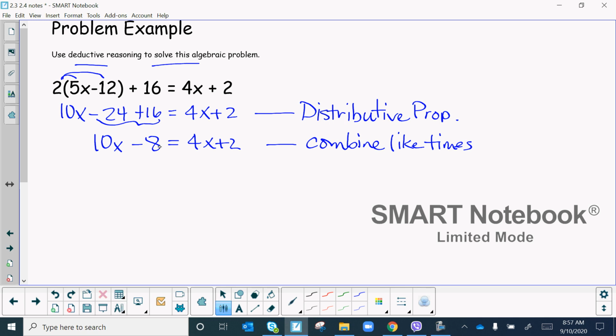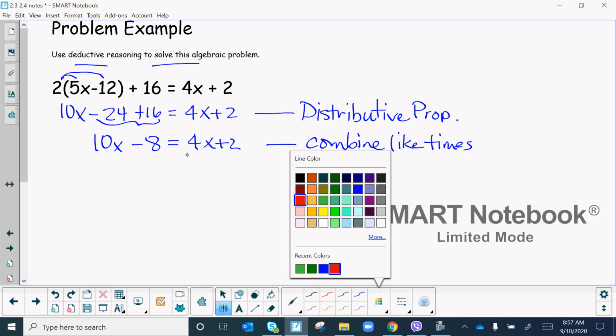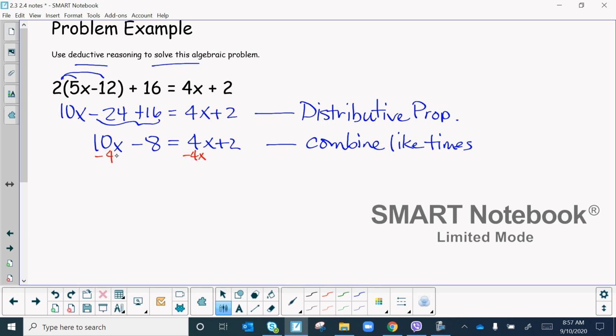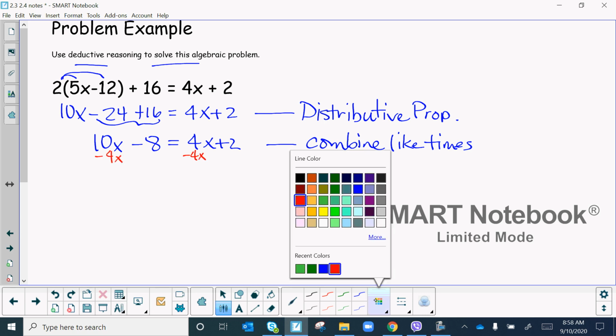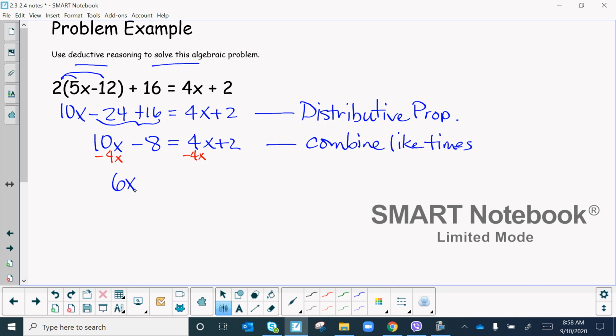The next thing that I would do is I would subtract 4x from both sides. So when I subtract 4x, this is what I get. I get 6x minus 8 equals, that cancels, 2. So what's our reasoning for that? We did the subtraction method, okay? So you can just write subtraction rule, okay? The subtraction rule is in algebra, if we subtract from one side of the equation, then we have to do it on the other, okay?